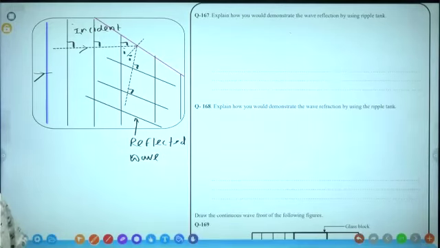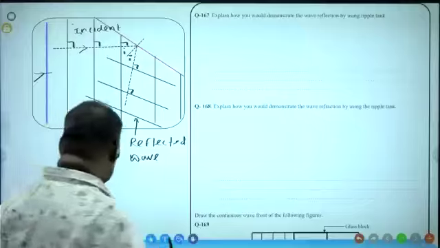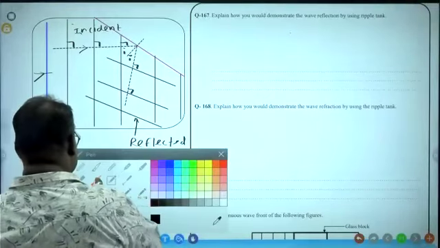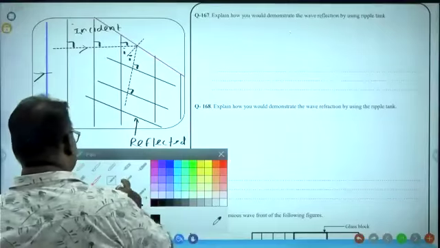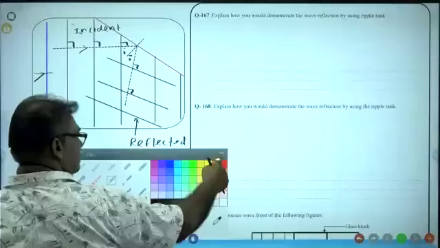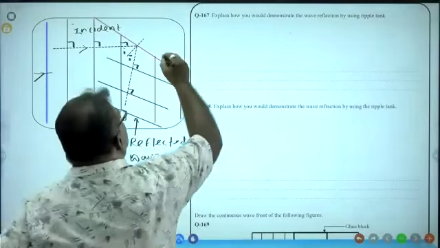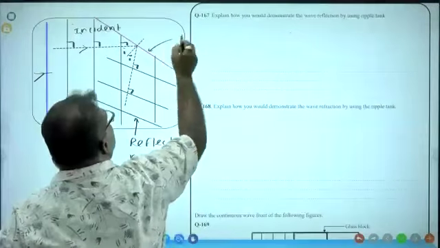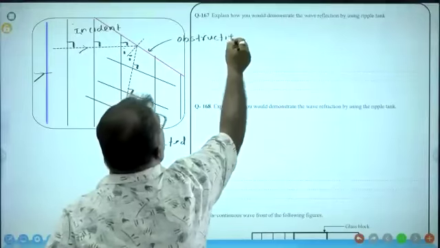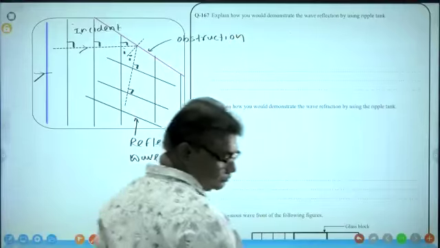Can we draw this one and note it down? This is the obstruction.